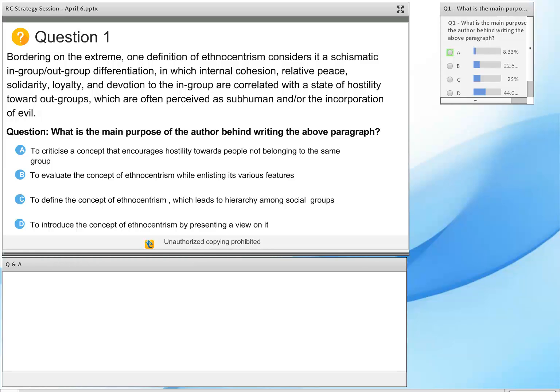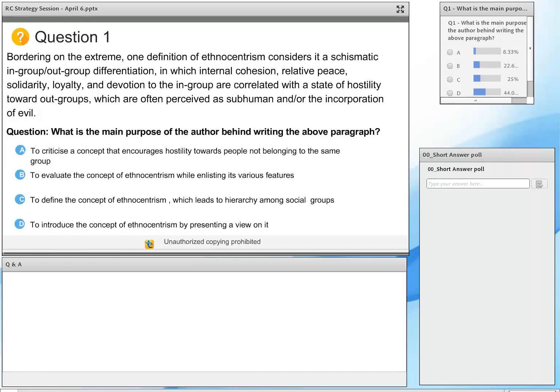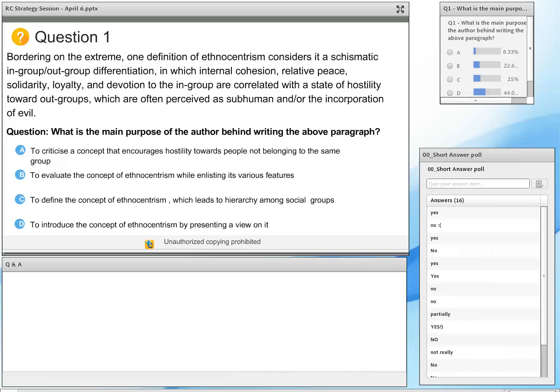Now, tell me, let me get the poll here. Were you able to apply the reading strategies? And how was your experience doing that? I see some yes, some no, not really. Okay. So what strategies were you able to apply? When you're saying yes or partially, tell me what strategy did you apply?